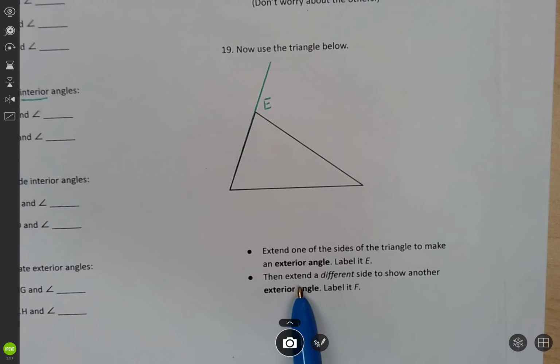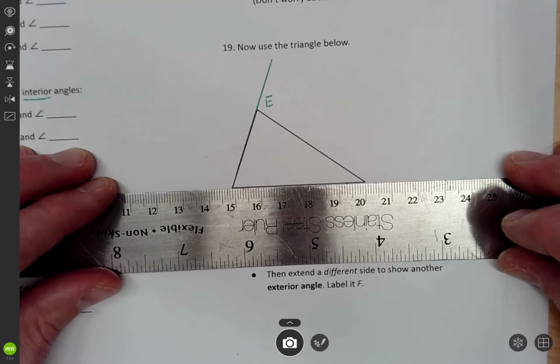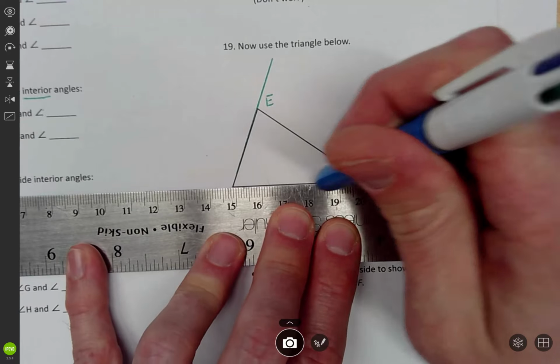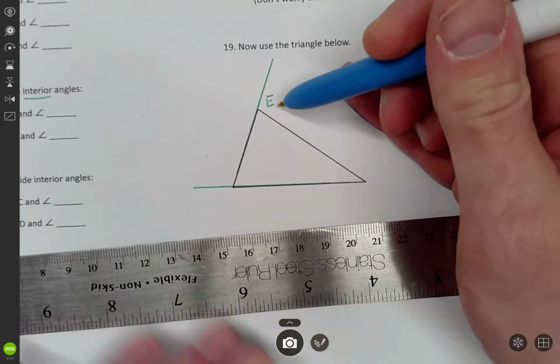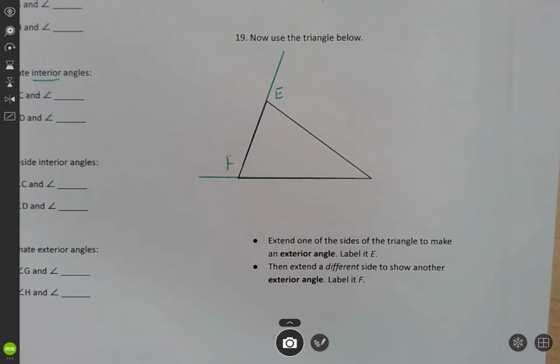Now it wants you to extend a different side and show another exterior angle and label it F. Okay, well maybe I go down here then. Extend this side and label it F. And the point of this activity is to keep in mind that there are lots of different exterior angles for a triangle, and which two are the remote interior depends on the angle.